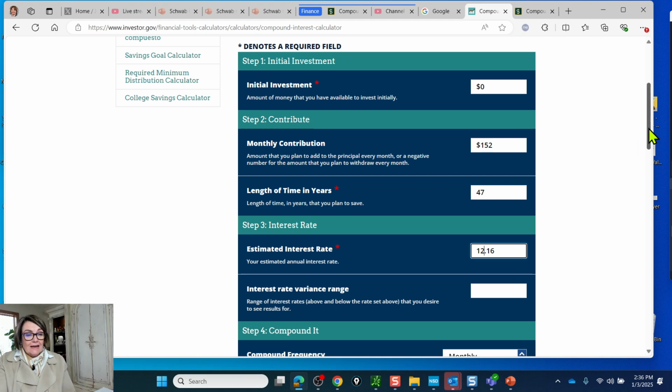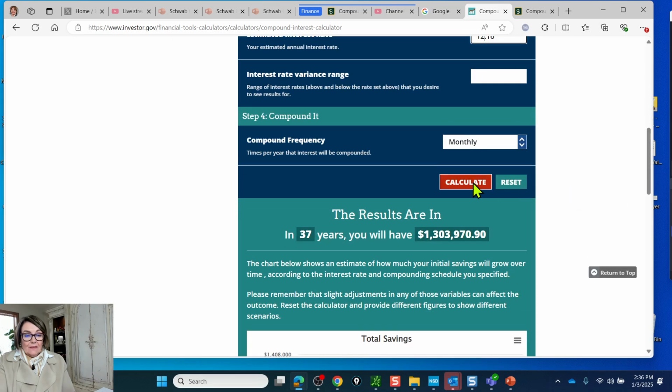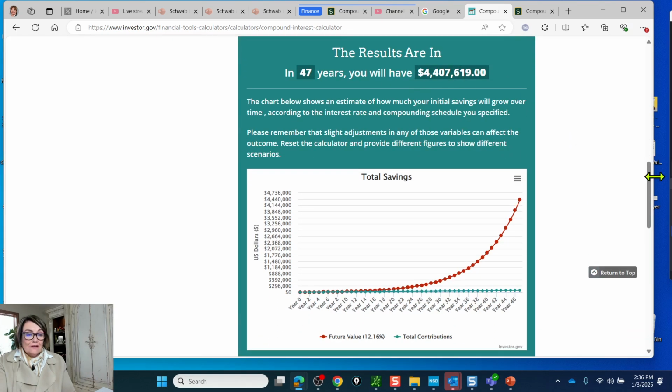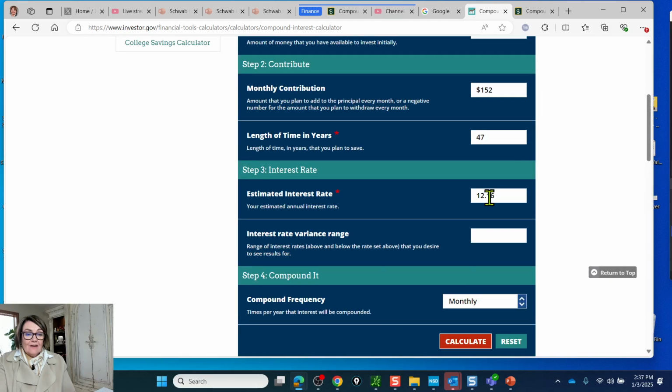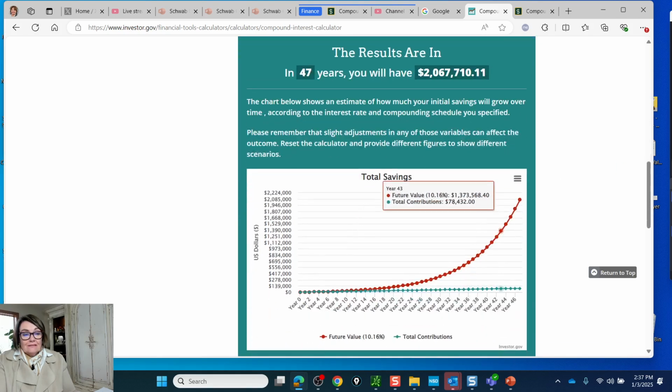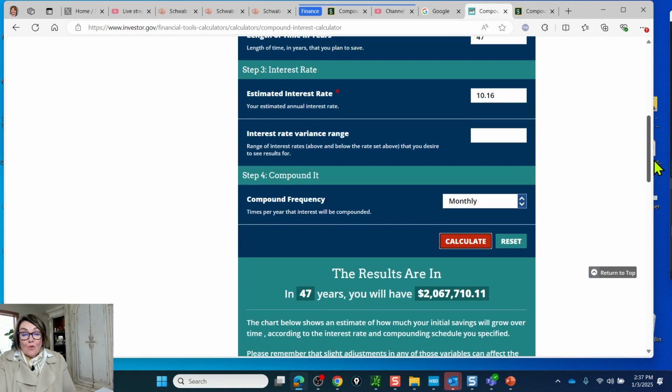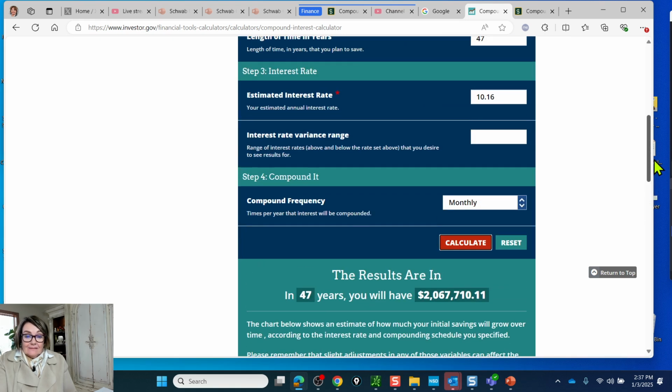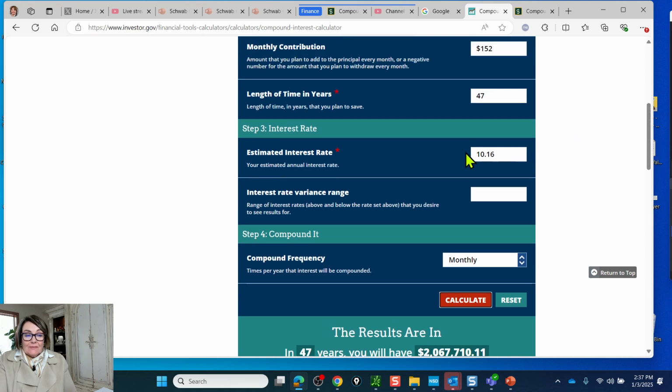So we had at 12.16 over 47 years, 4.4 million. If I take this down by 2%, it's still 10%. It's still an extraordinary return, right? You're going, yeah, it's not that big a deal. 4.4 million goes down to 2. It just got cut by more than 50%. So watch expense ratios. They are really, really important, my friends.